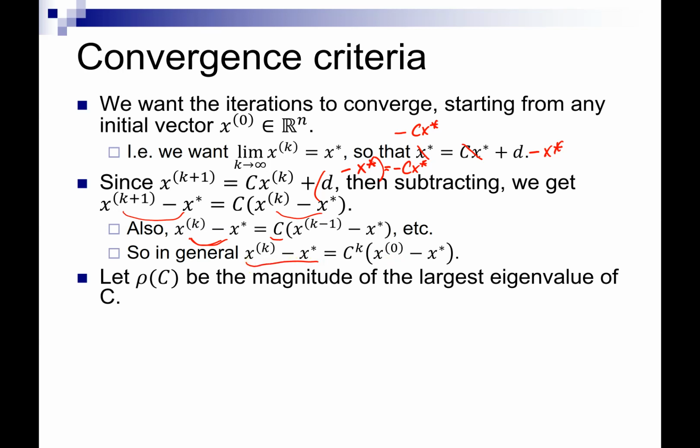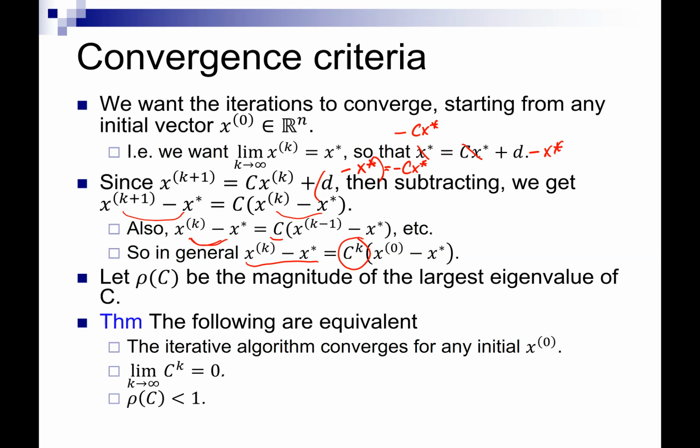Okay, so then how do we know whether this goes to 0? Well, it depends on what happens with the C over here. So now let rho of C be the magnitude of the largest eigenvalue of C. Then we have this theorem: if the magnitude of the largest eigenvalue is less than 1, then these iterates are going to converge.